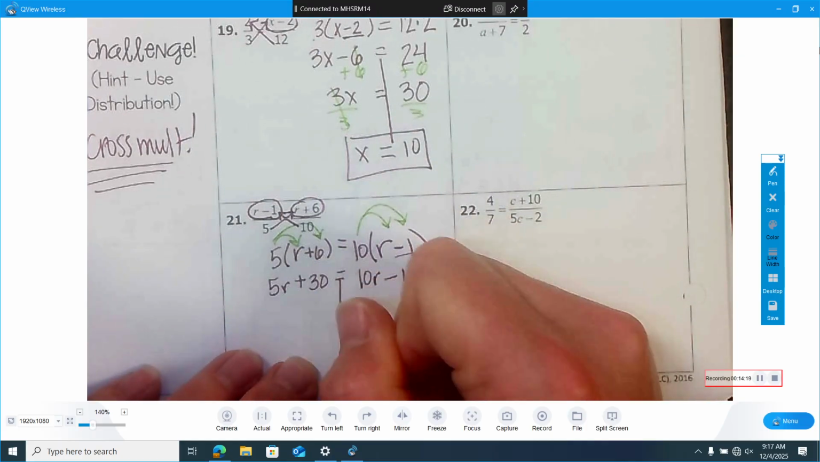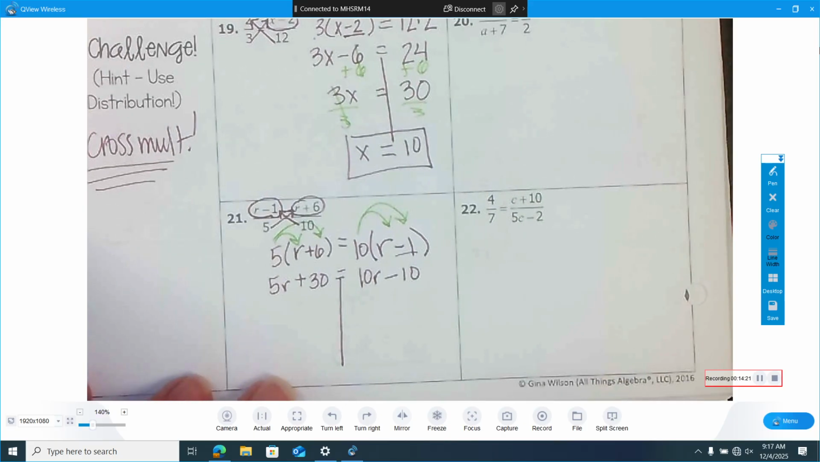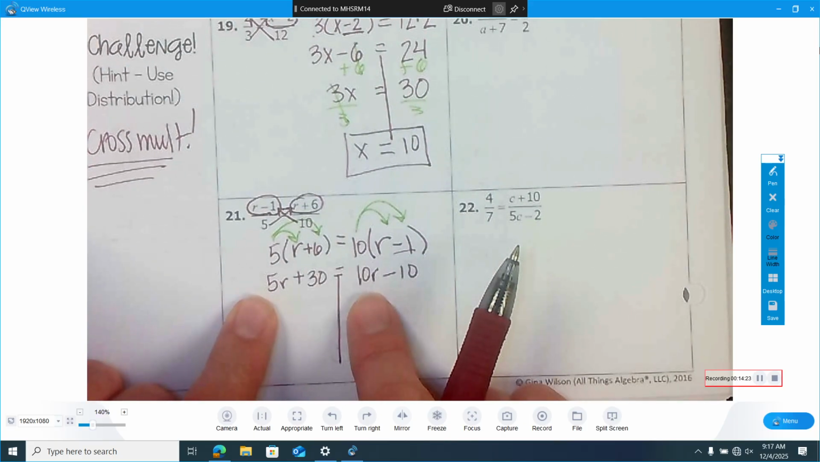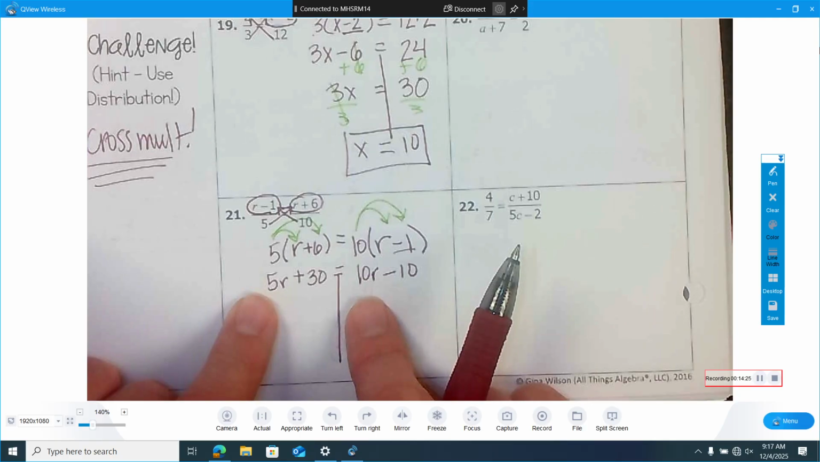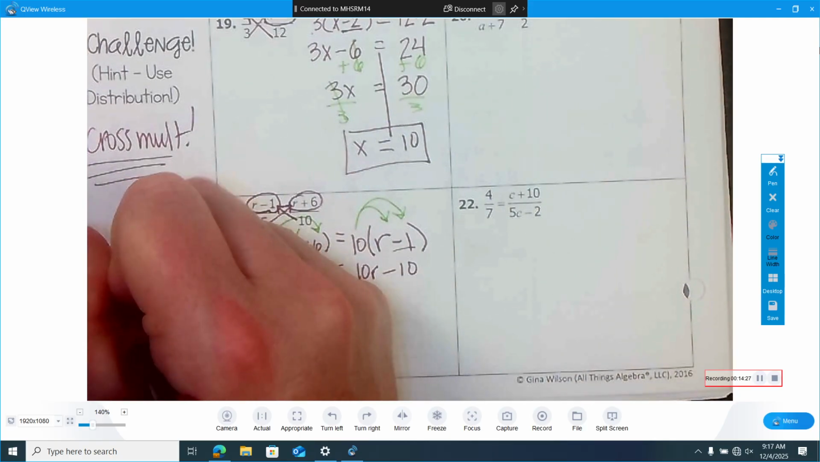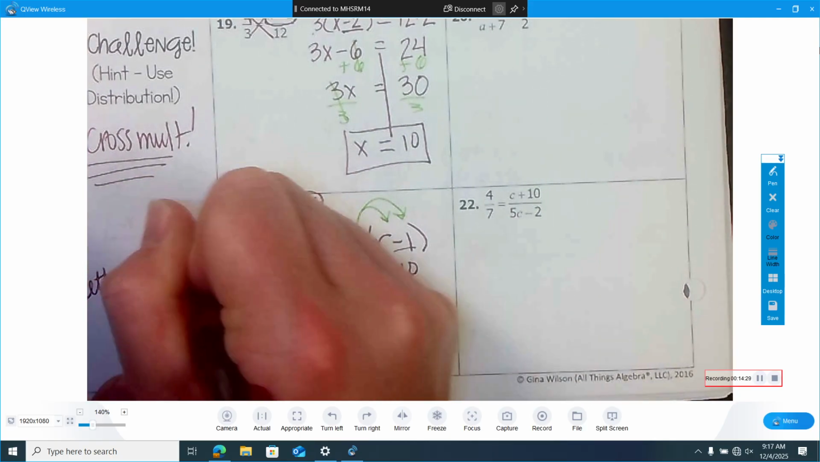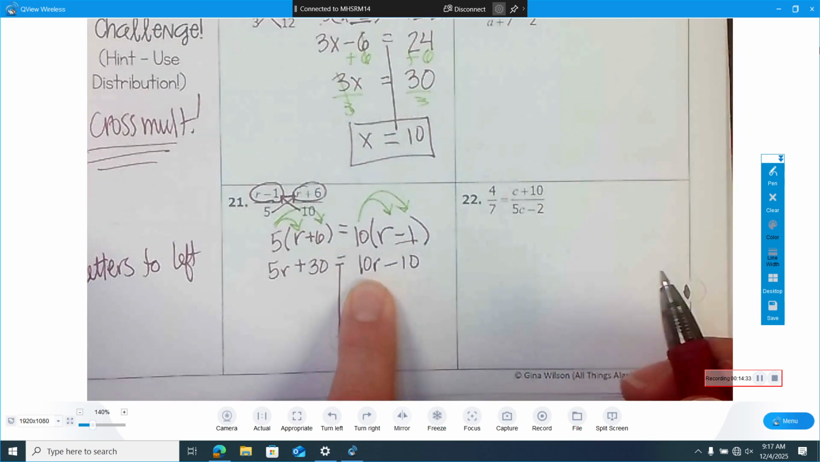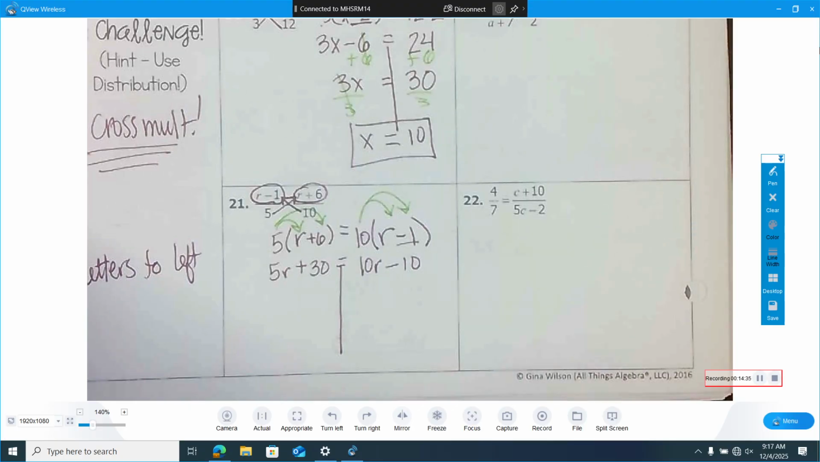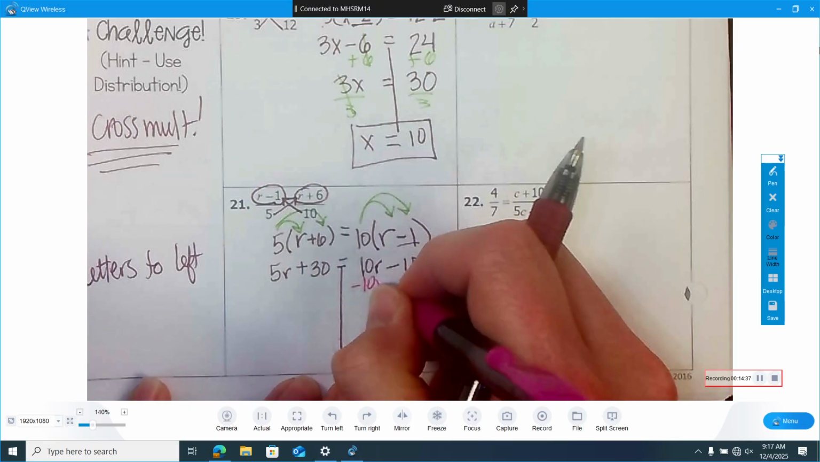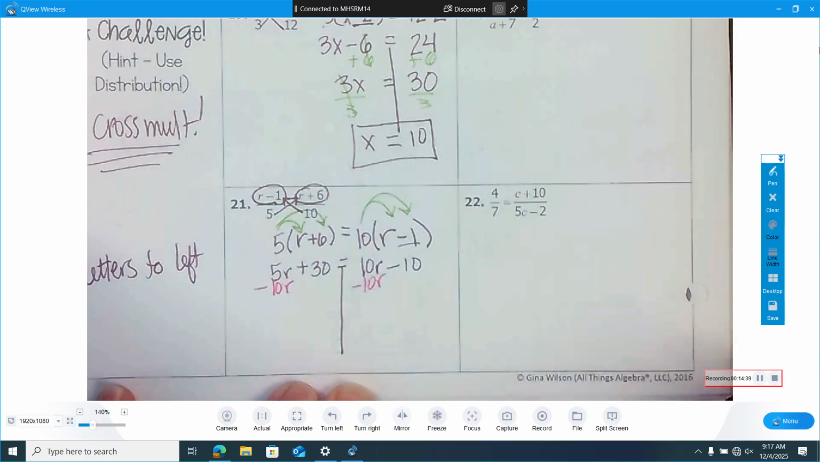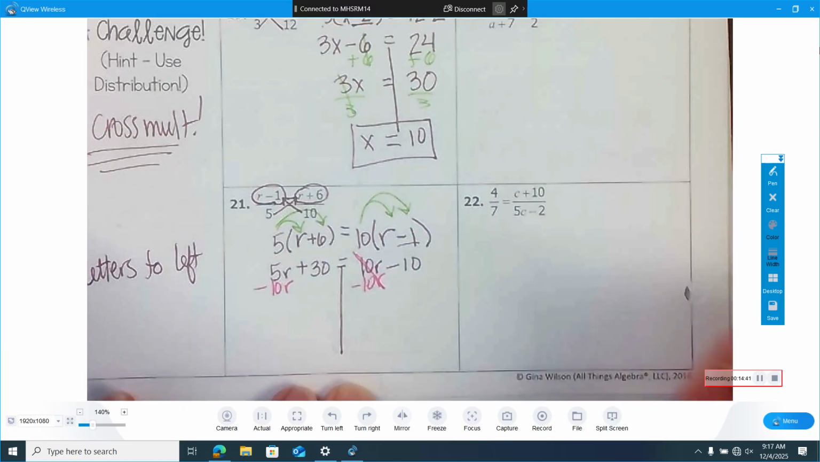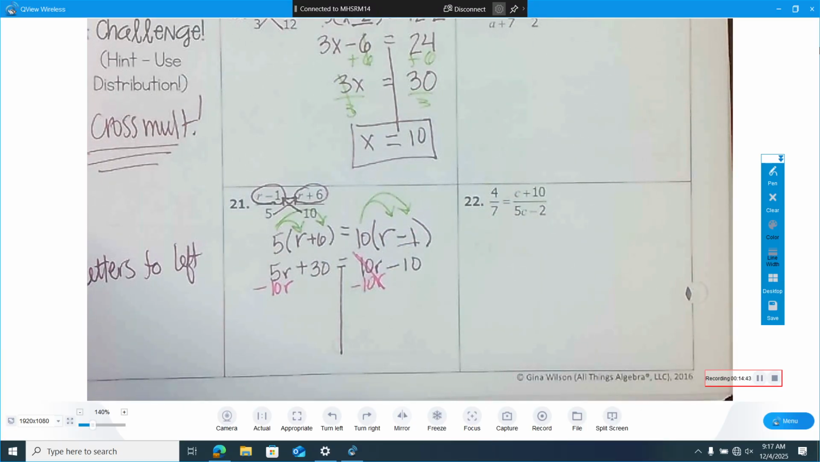Then we're going to go ahead and draw the wall. I have letters on both sides, ladies and gentlemen. What's my phrase? Letters to the left. Letters to the left, ladies and gentlemen. So I need to remove this 10r. How do I remove that 10r? Subtract 10r from both sides. Positive 10r, negative 10r cancel themselves out.